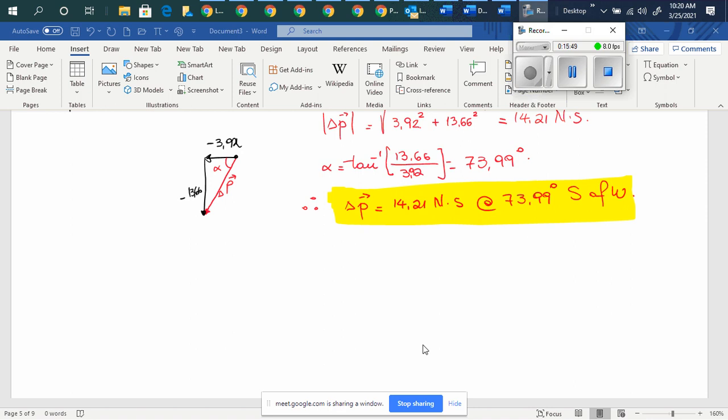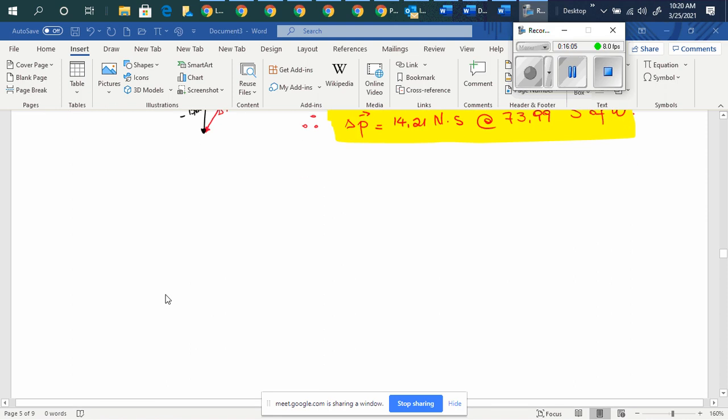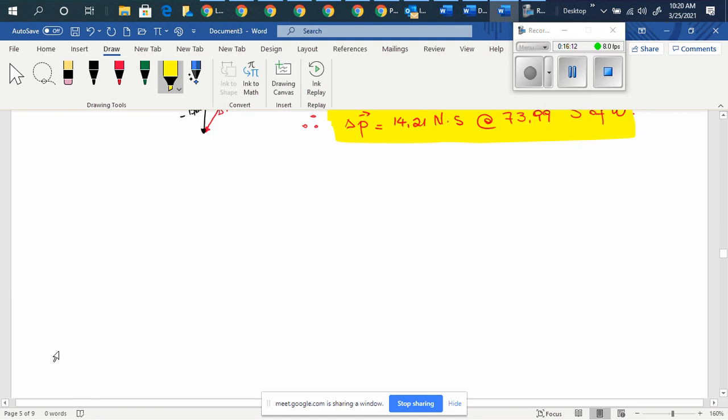So we saw how to calculate or how to figure out what is a change of momentum or impulse when we have a vector for final momentum and initial momentum of the object. Now let's see, using the formula, how can we figure out what is the change of momentum when we know the change of the velocity.